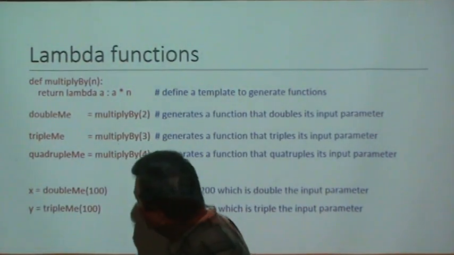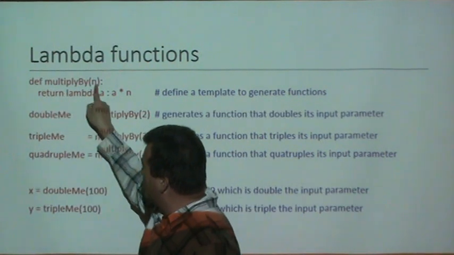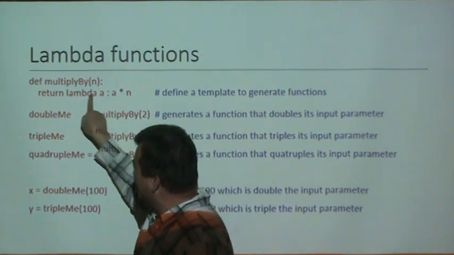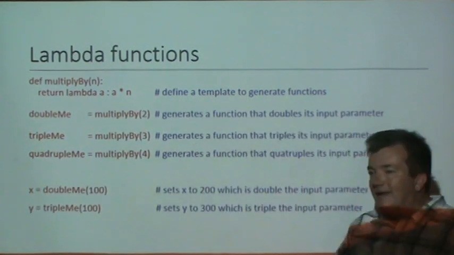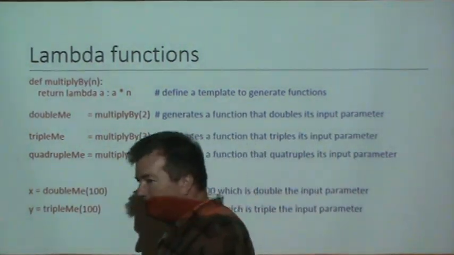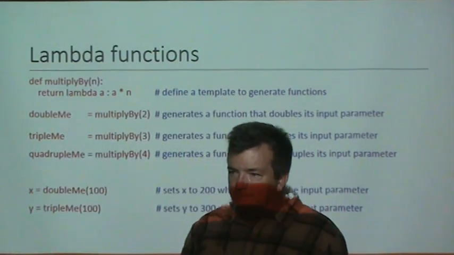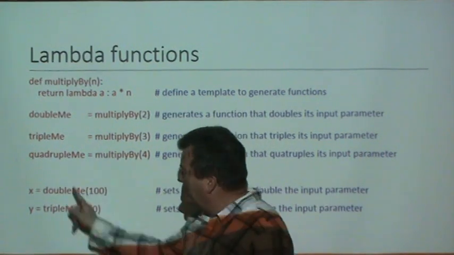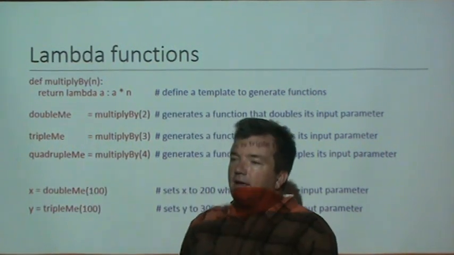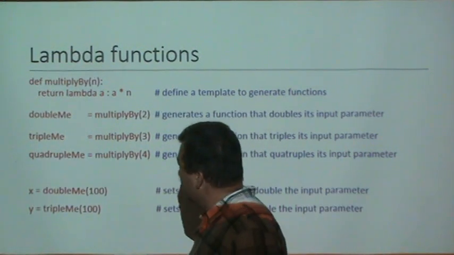All right, so here's the idea. I make a lambda function, define multiply by n, and I return lambda a, n times whatever the number is. Now I come along, I say I need a double me function. Double me equals multiply by 2. I need another function that you give me an input, I'll triple it and give you the result back. I need a quadruple me, and you give me a number, I'll quadruple it and send it back to you.